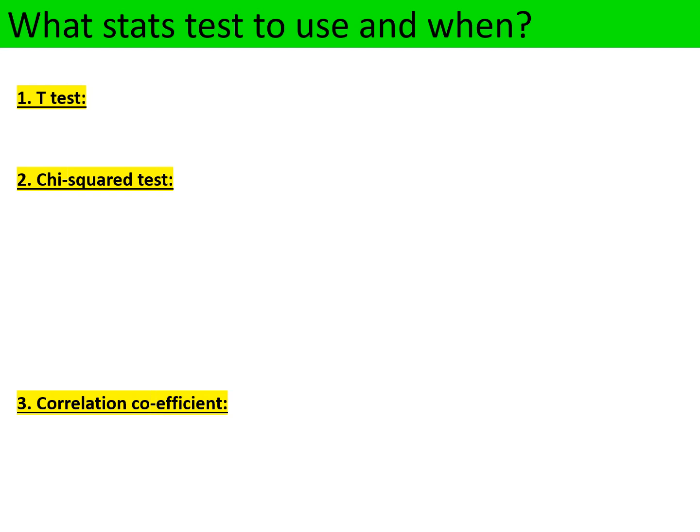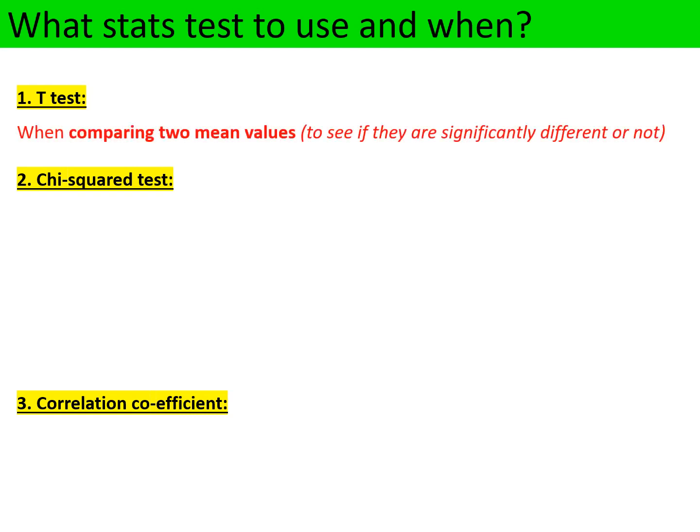Okay, so for A-level biology then, there's three different stats tests that we should be familiar with, and we have to know when to apply the stats test and how to interpret the stats test. So we've already mentioned two different mean values and how to compare them, and that would be the t-test. Obviously, when we compare our two mean values, we'll end up seeing if they are significantly different or not, and if they're not significantly different, then we know any difference between the two means is due to random chance.